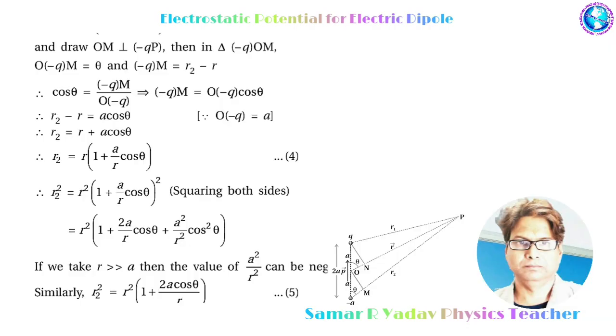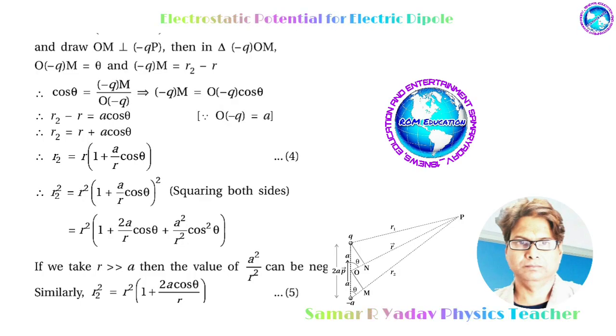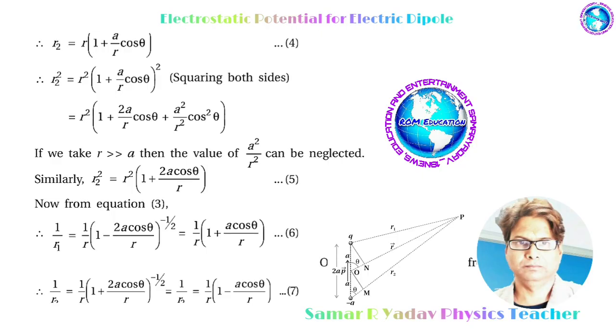Therefore r2 squared = r squared (1 + (a/r) cos theta) squared. Squaring both sides, r2 squared = r squared (1 + 2a cos theta/r + a squared/r squared cos squared theta). If we take r greater than a, then the value of a squared/r squared can be neglected. Similarly r2 squared = r squared (1 + 2a cos theta/r), equation 5.